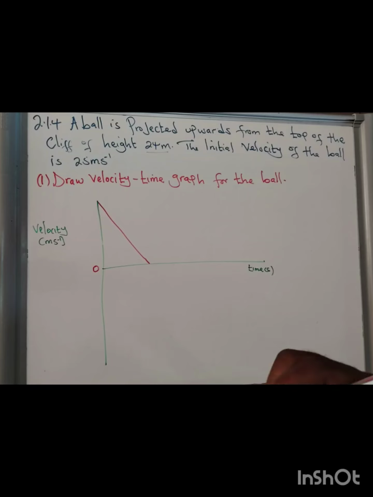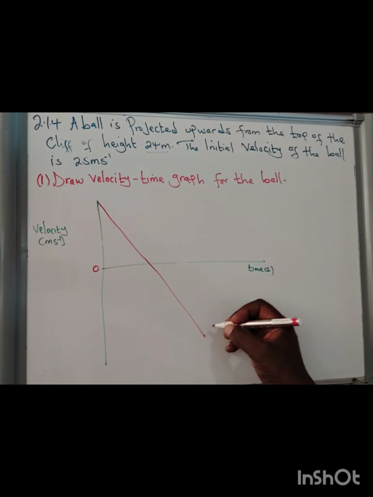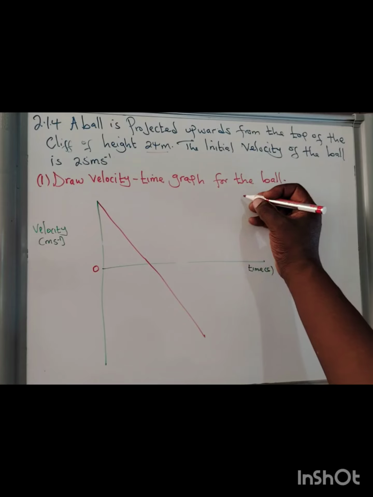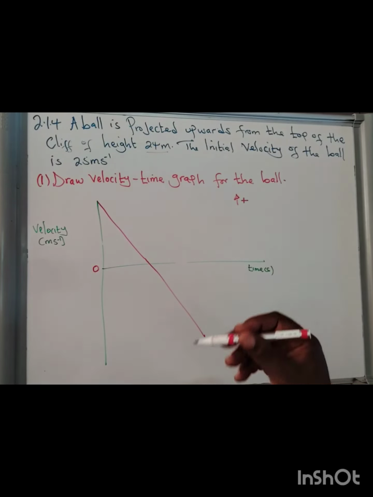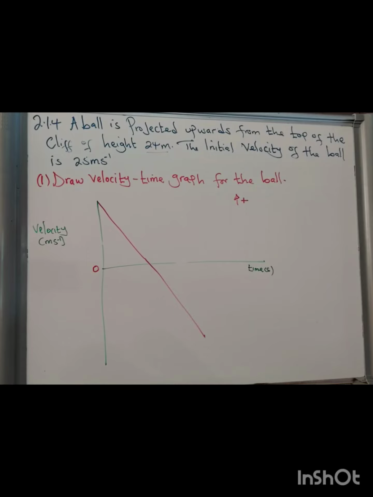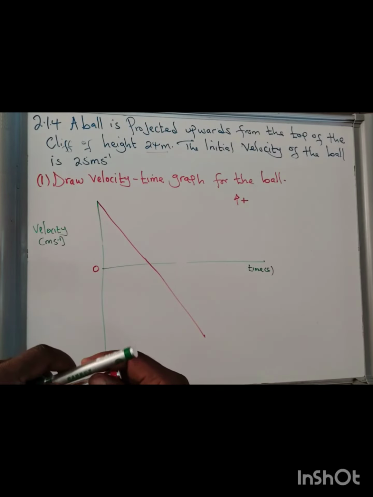After reaching maximum height, what happens? It turns, changes the direction, and it starts coming downwards. So this is it. I want you to remember that for this graph, we have taken upward as positive. That's why our initial velocity, which was going upwards, is positive.